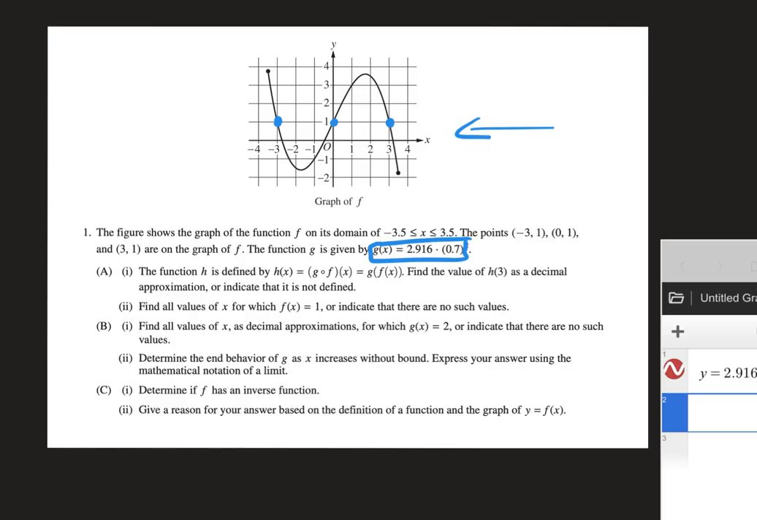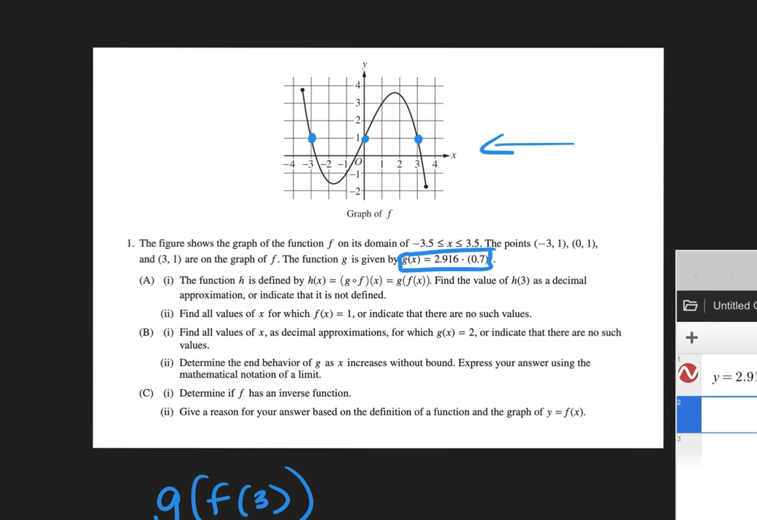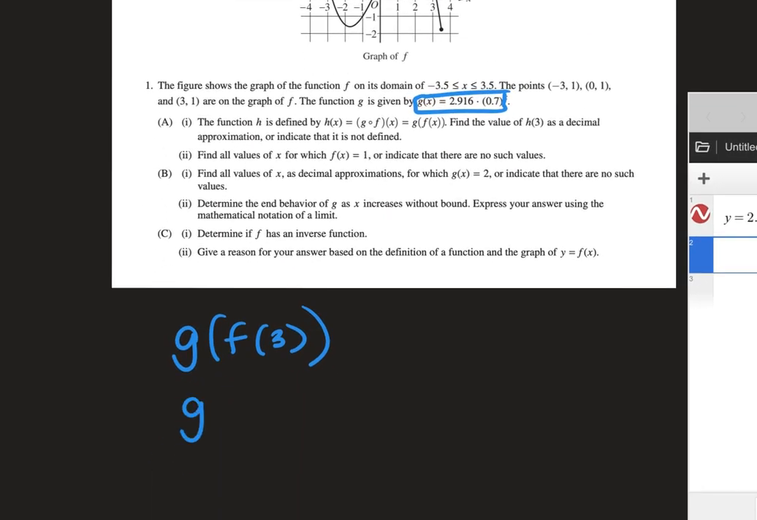So function h is defined by g of f of x. Find the value of h of 3 as a decimal approximation or indicate if it's not defined. So we are doing g of f of 3. f of 3 comes from my graph. If I find f of 3 from the graph, what's its value? 1. So then I'm finding g of 1, which means I'm going to take 1 and plug it into the equation. 2.916 times 0.7 to the first, which means it's really just 2.916.